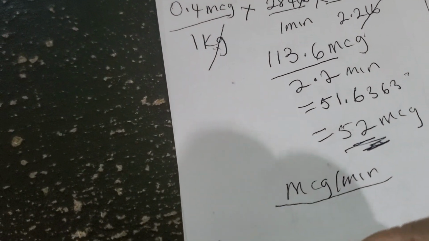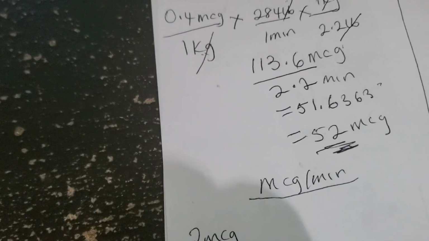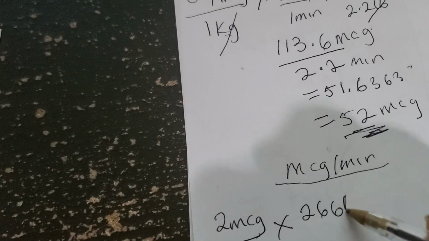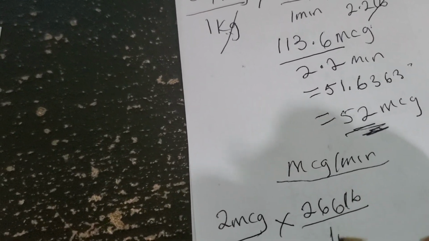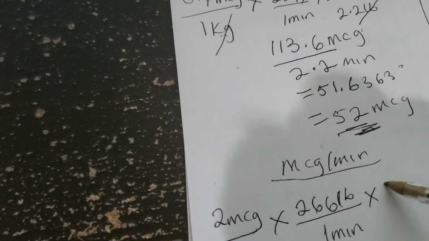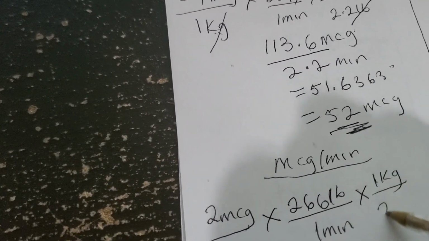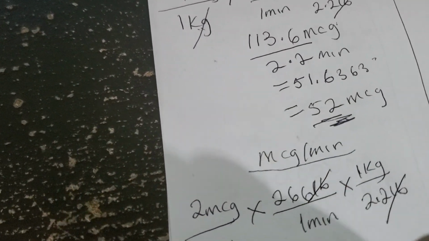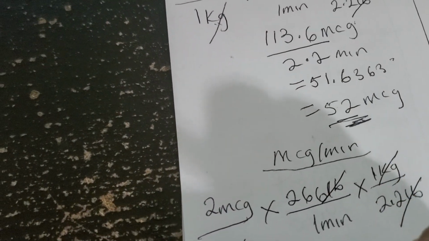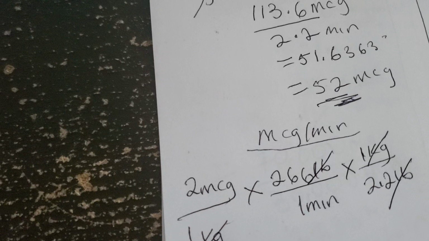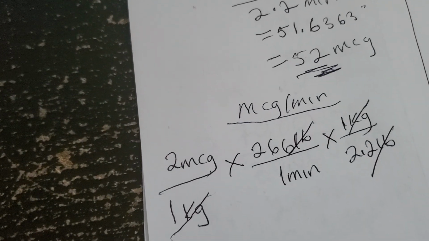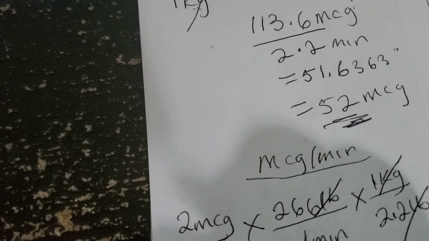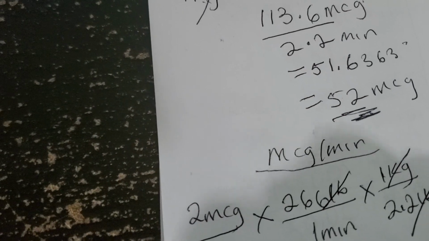So we have 2 microgram over 1 kilogram, and then 266 pounds of the client per 1 minute. And then we do the conversion of 1 kilogram to 2.2 pounds. So pound will cancel pound, kilogram will cancel kilogram. So 2 times 266 should give us what? 532. 532 divided by 2.2.